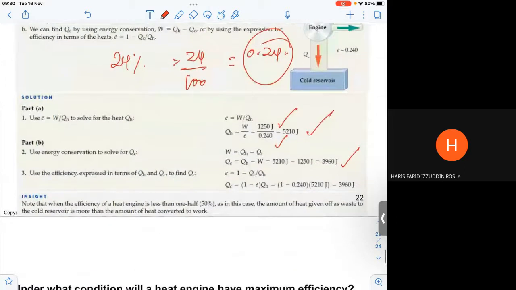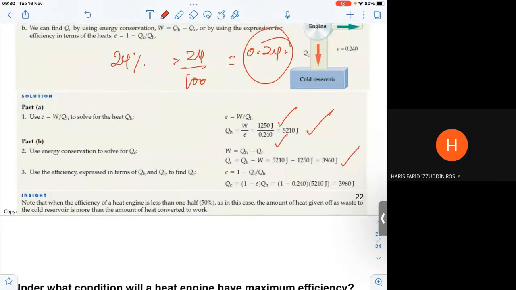So in this case, we will use 1 minus QC over QH. The QC, you can also get the same thing, 3,960 joules. Okay, so these are the main things in the second law of thermodynamics.